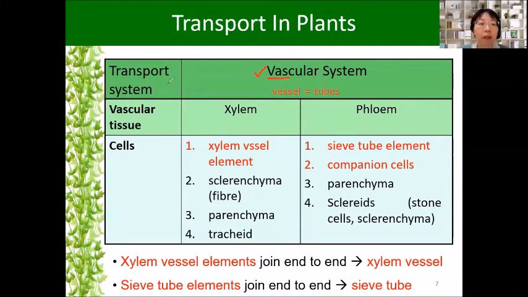Now the vascular system is made up of 2 types of tissue, xylem and phloem. When you say xylem and phloem, you are referring to the tissue. Now remember when you learned about tissue, what is the definition of tissue?